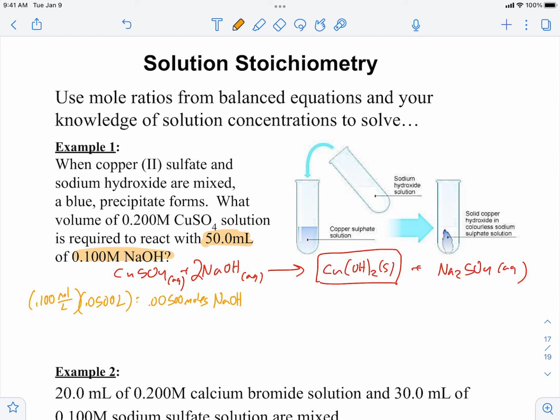We have our molarity, we have our volume. We find that there's 0.005 moles of sodium hydroxide. Now, that is your given. What they're asking for is this: what volume of the copper 2 sulfate? But we can't answer that because we don't know the moles of copper sulfate yet. So the next step involves transitioning from sodium hydroxide moles to copper sulfate moles.